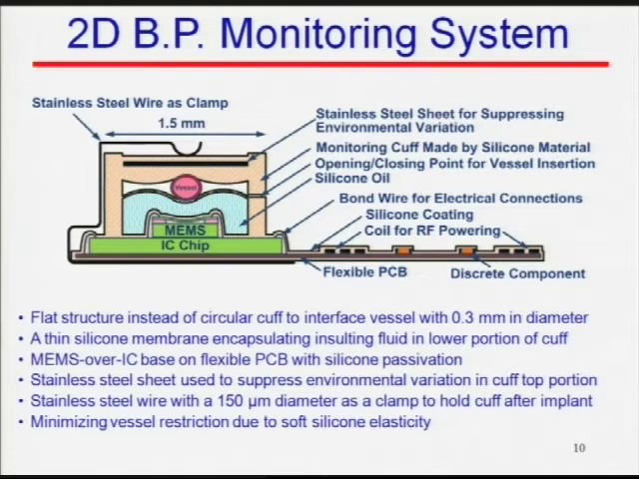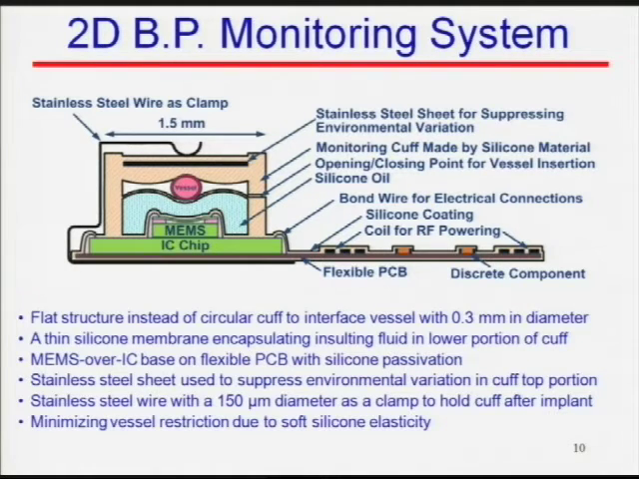So this is the latest version that we developed just to interface with small animals such as mouse. So what do we have here? Let me try to explain that to you. First of all, we have a flat structure instead of a circular cuff to interface with a small vessel with a diameter of about 0.3 millimeter. It's very tiny. 0.3 millimeter is 300 micron, right? You all know the millimeter size by looking at your ruler, and it just divides by a factor of 3. You get a feel for how small the vessel is.